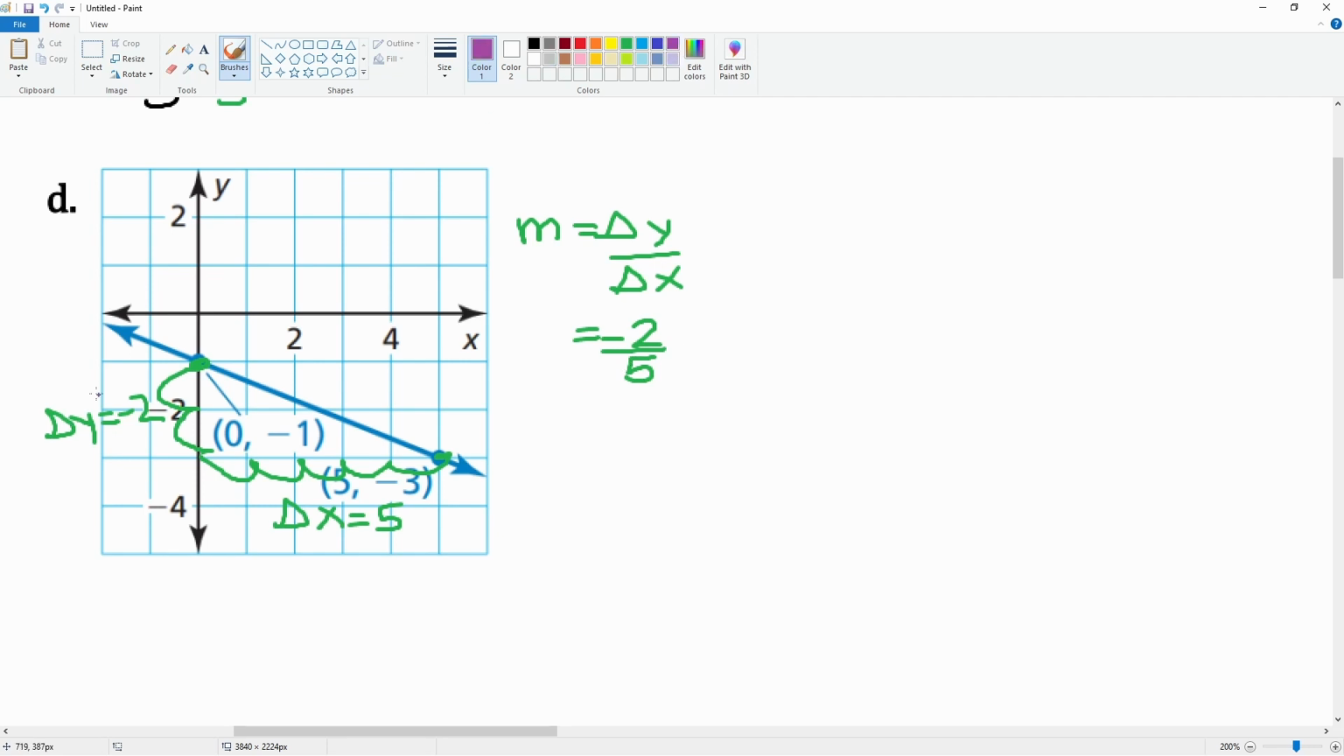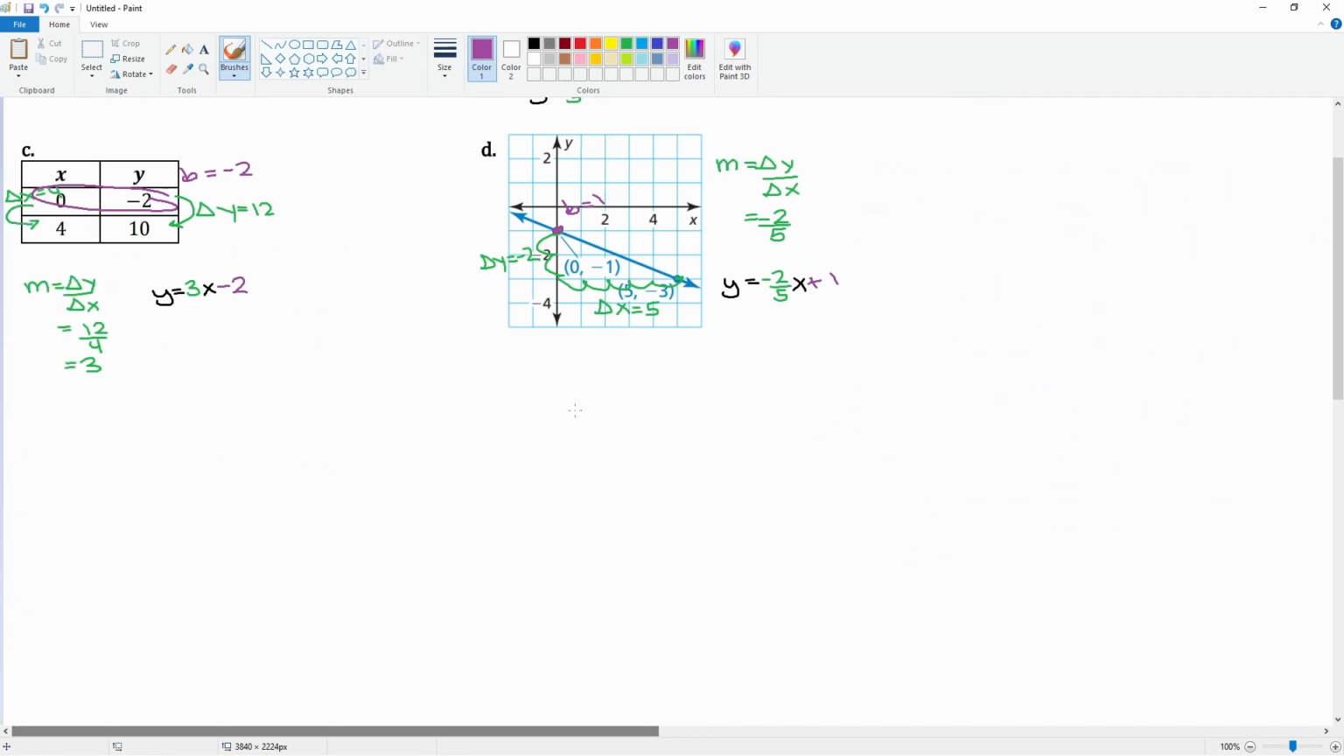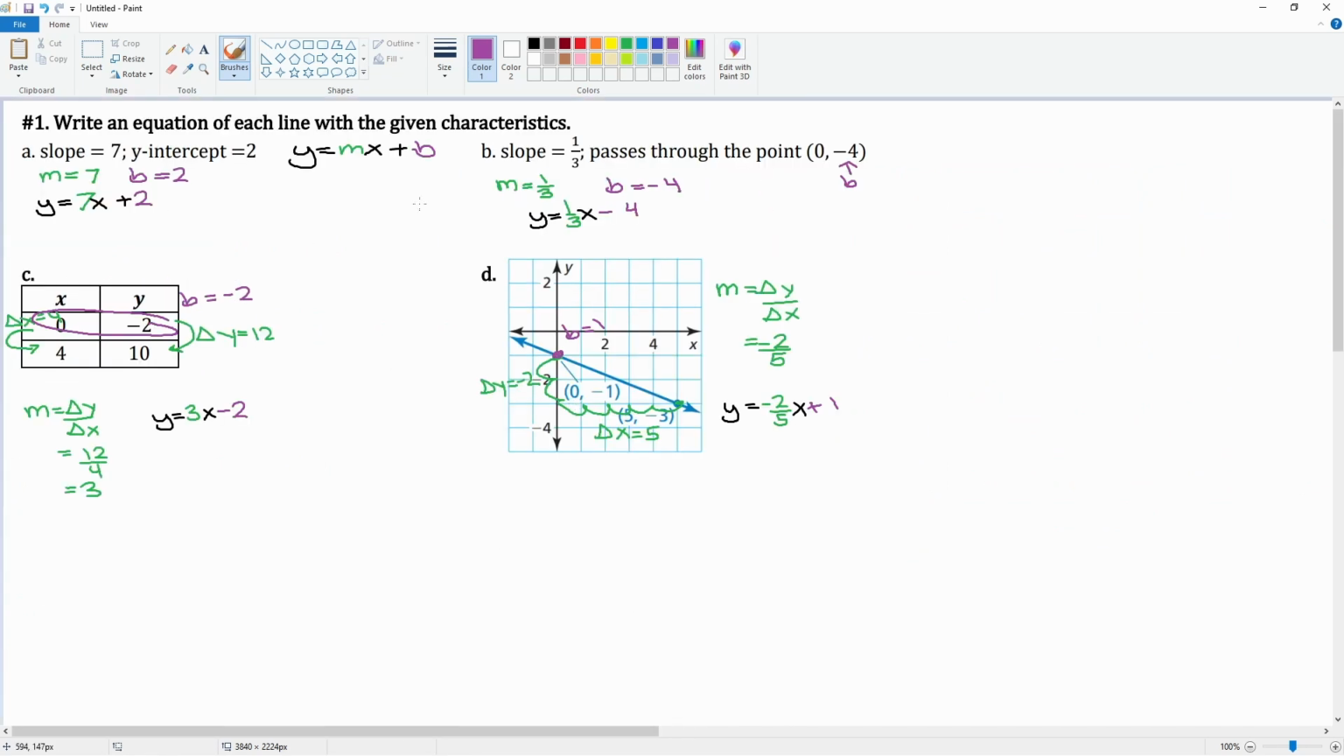The y-intercept is located right here. This is where the graph crosses the y-axis. This is a b value of just 1. So we can write the equation y is equal to the slope, which is -2 over 5x. And then we're going to add the 1. All right. That would be how to write the equation of a line for these given characteristics. In all these problems, the y-intercept was given to you.